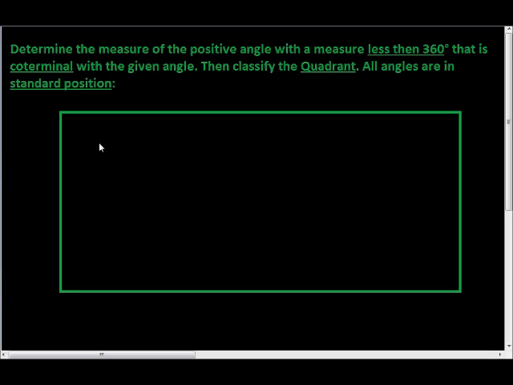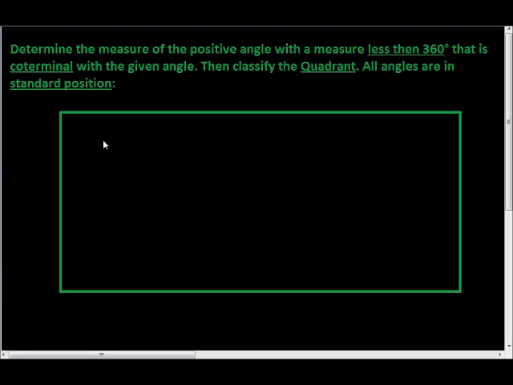In this video we're going to be talking about coterminal angles and how to find the coterminal angles when you're given another angle. So let's start out defining a few words here. Determine the measure of the positive angle with a measure less than 360 degrees that is coterminal with the angle given. Then classify the quadrant. All angles are in standard position.